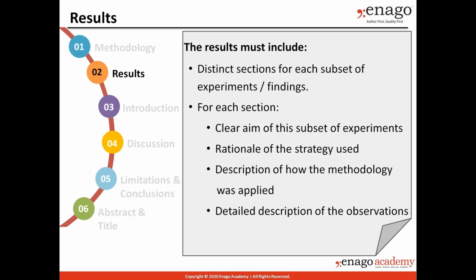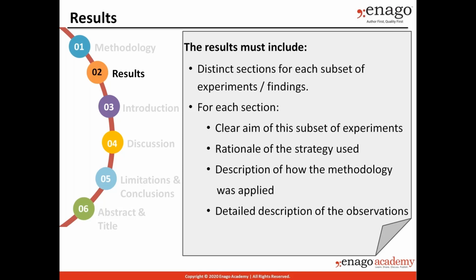So in the results, we need to have distinct sections for each subset of experiments and findings. For each section, it's very important that you clearly demonstrate the aim of this subset of experiments, the rationale of the strategy that you applied, a description of how the methodology was applied, but be careful, we are not repeating what was written in the method section here. We are describing how it was applied to obtain the specific results. And of course, we need a detailed and accurate and impartial description of the observations. So here we present the data as they are. This can be numbers, it can be pictures, it can be statistics, but we're not expressing an opinion on the results. We are describing as objectively as possible what was observed.